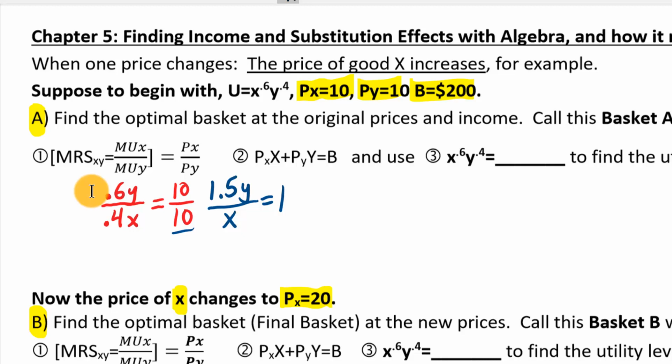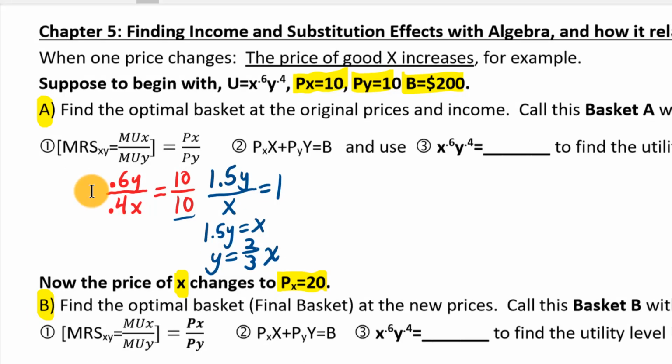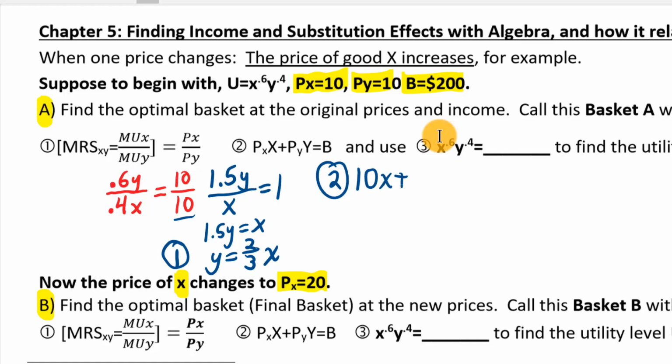We want to solve this equation for Y or X and then plug it into the budget line equation. Let's solve for Y, since that's the rhythm I like to get into. So we have 1.5 Y equals X. Y equals 1 over 1.5 X, so that's 2/3 X. If you wanted to write that as 0.66 or 0.67 X, that's fine as well. We can call that equation 1, simplified. Equation 2 is our budget line: price of X times X, so 10X, plus price of Y, 10 times Y, has to equal our budget, $200.